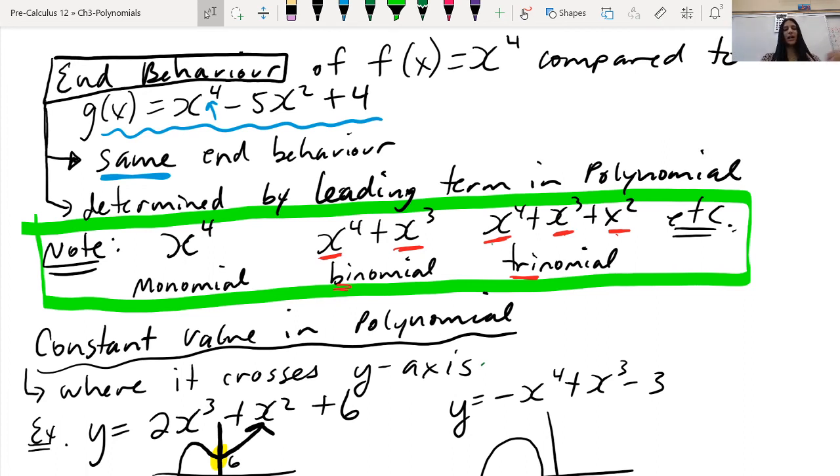And then take a look at this green box, just as a refresher. When we way back learned how to name polynomials, a monomial is when there's only one term. So x to the 4 is an example. A binomial is where there's two terms, and remember that terms are separated with a plus or a minus sign. And a trinomial is 3 terms separated with plus signs.